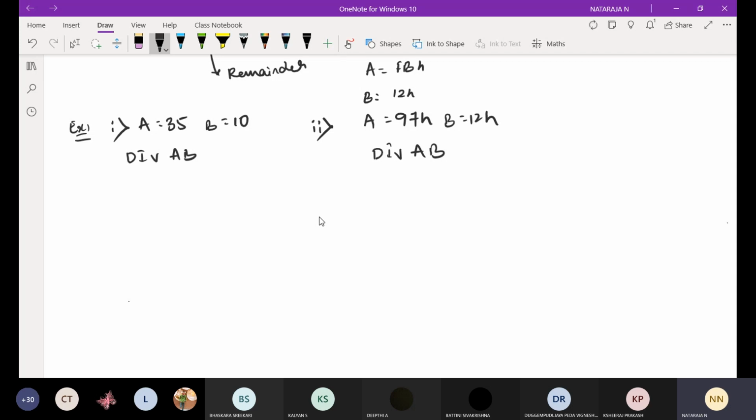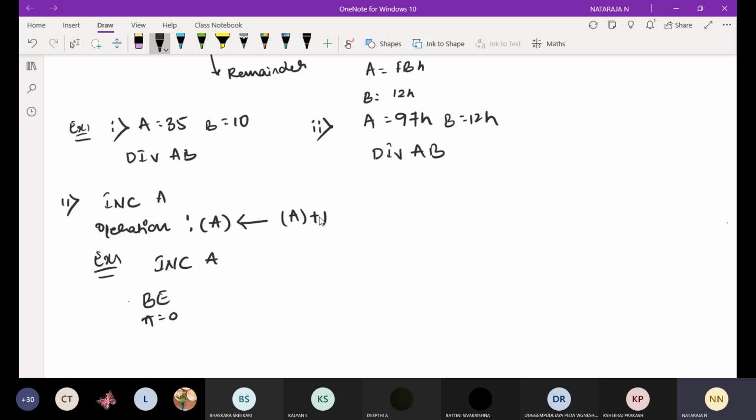Next, I will go with the next instruction: increment A. Operation: accumulator A will be stored with accumulator plus 1. I'm going to take an example. Increment A. Before execution, A is equal to 01. After execution, A is equal to 02.